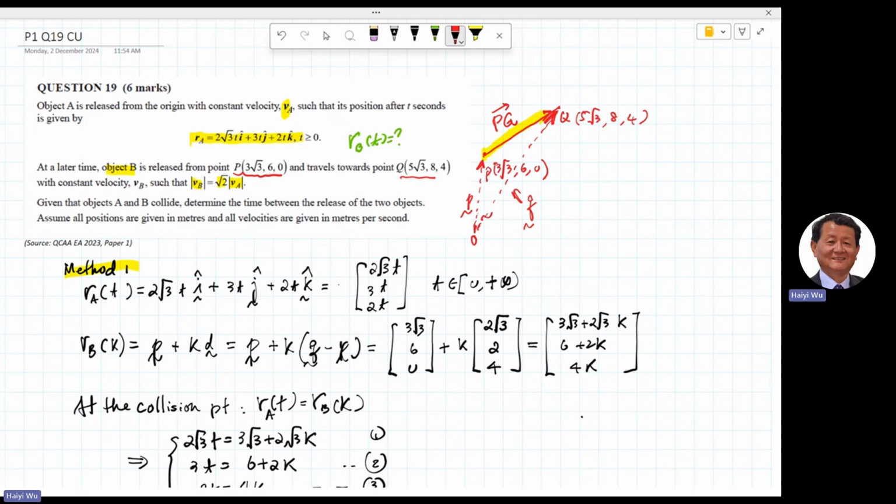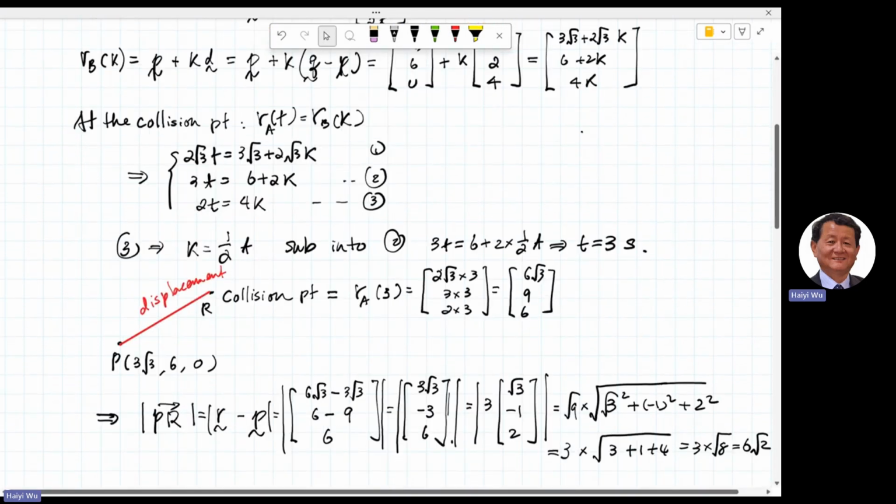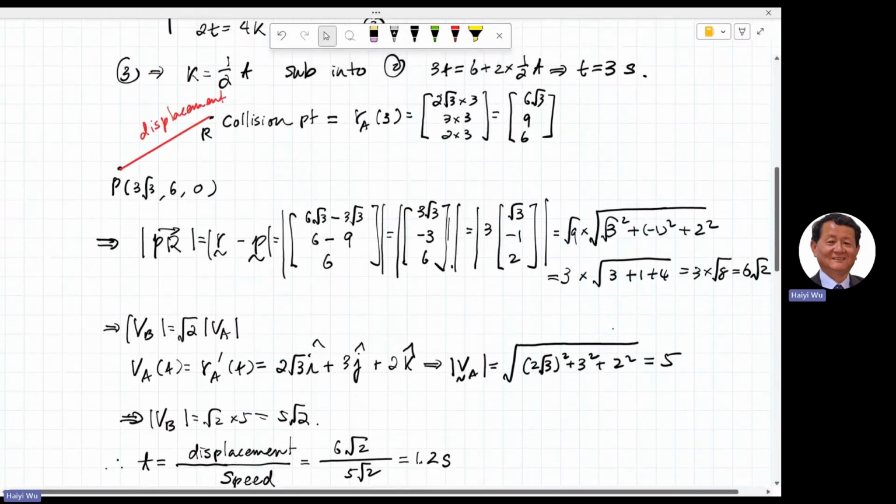If those two objects are going to collide, we need to determine the time difference between the release of the two objects. What's the difference between the times from their release point to the collision point? So let's have a look at the question. I've got two methods for this particular question, method 1 and method 2.